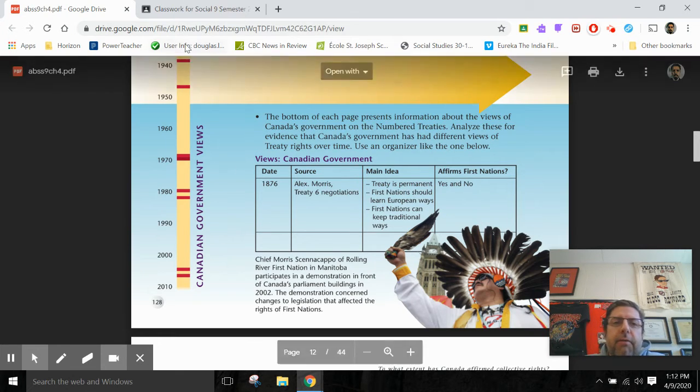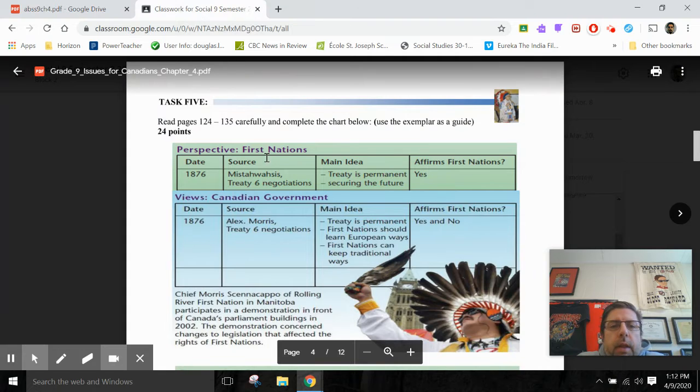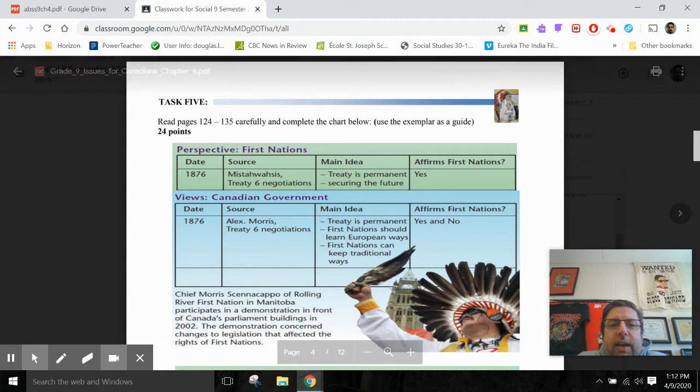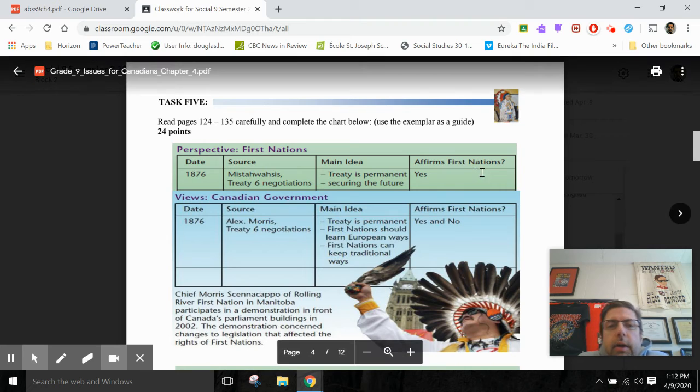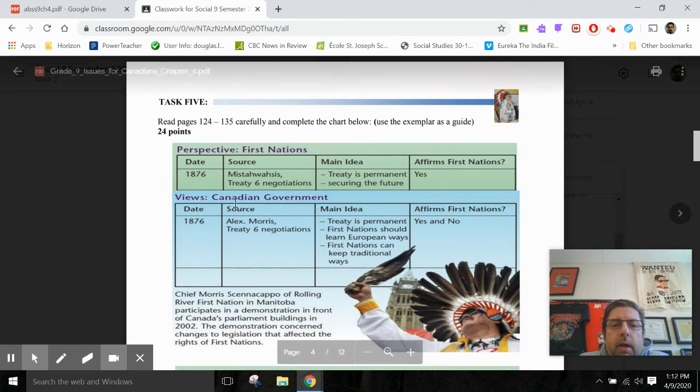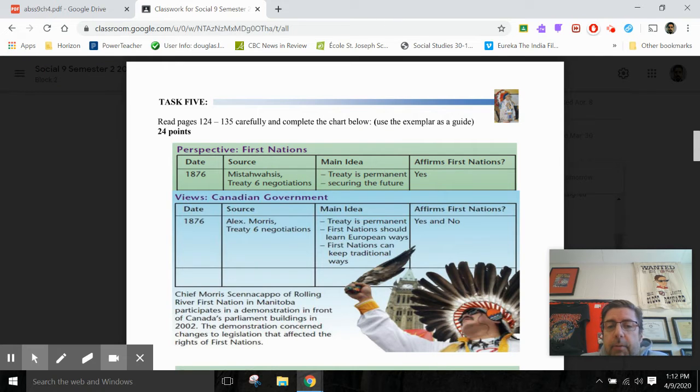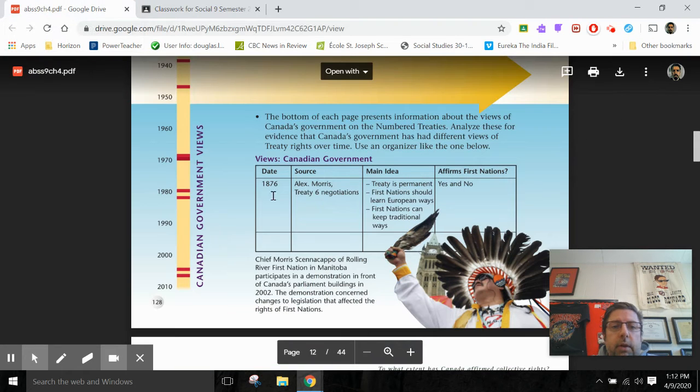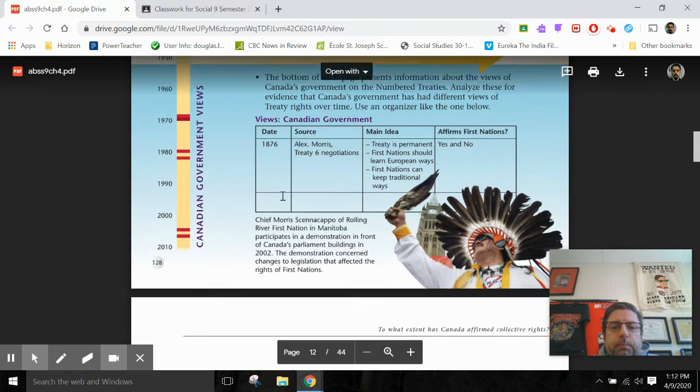All right, so let's have a look at the worksheet. On the worksheet, it shows you an exemplar, and I will show you the exemplar in the textbook in a moment. You have on the top here the green, which is the First Nations perspective. On the bottom, you have the blue, which is the Canadian government perspective. And it does this throughout all those pages. So let's go back to the textbook.